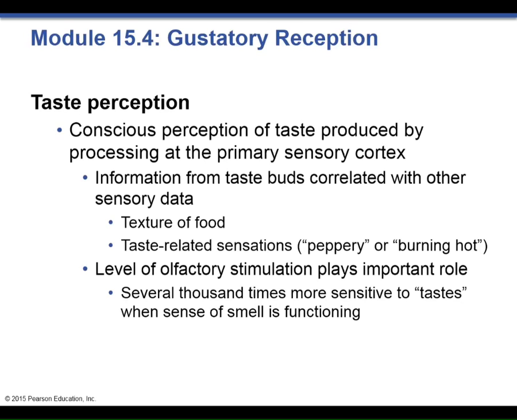Now, taste perception. We know we're tasting things, right? So we know it has to be going to our consciousness. It has to be going to our cerebrum. Question? So since it goes to the limbic system, is that where it tells us like what foods we like and what foods we don't?